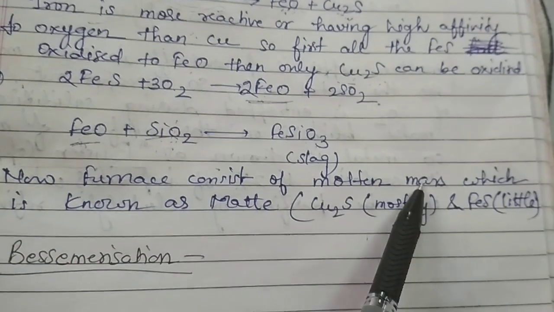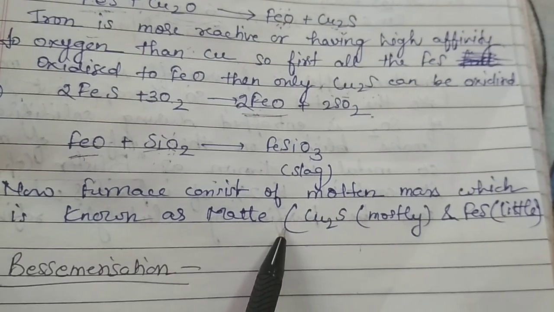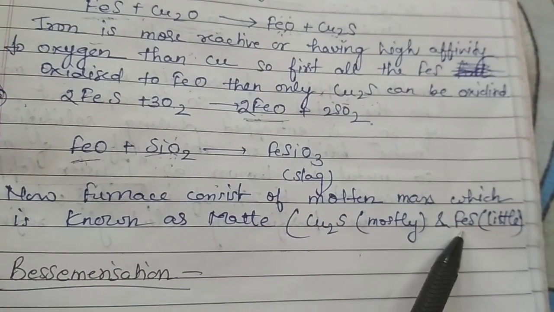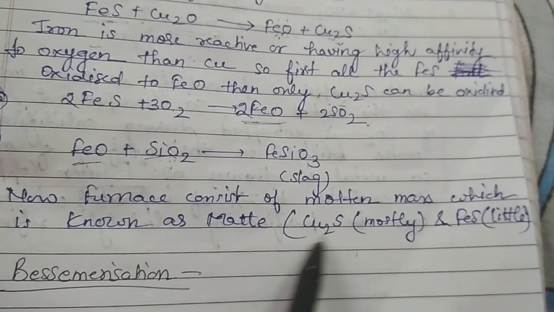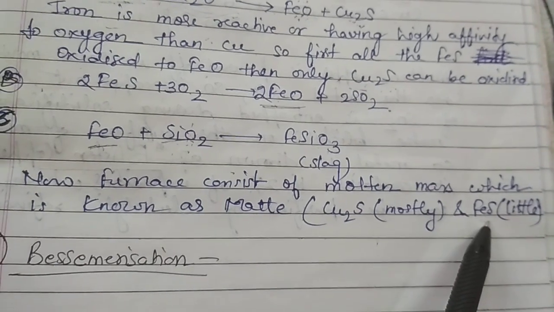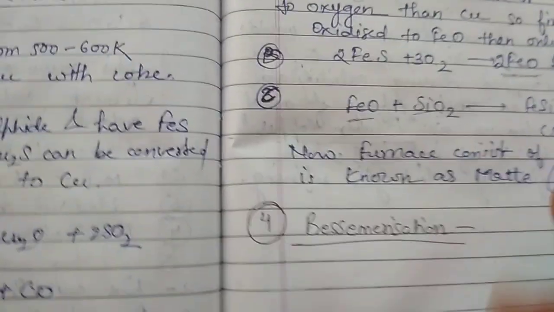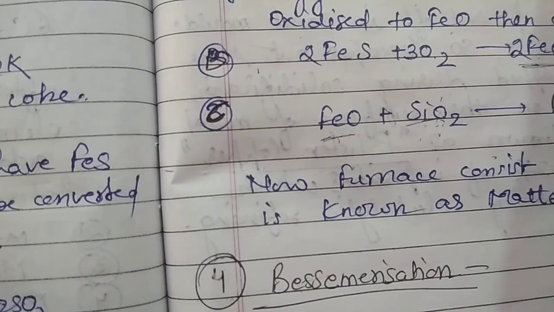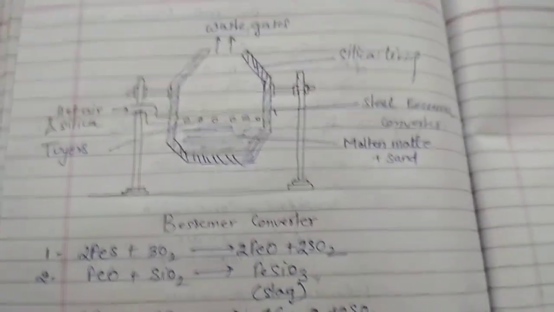Now the furnace consists of molten mass which is known as the matte. Now what are we having? We are having Cu2S and FeS. Because FeO is completely converted into the slag, we are having Cu2S and a little amount of FeS here. So we are to go through the next process that is known as the Bessemerization process. Basically, the Bessemerization process is to convert the copper sulfide ore to the copper.